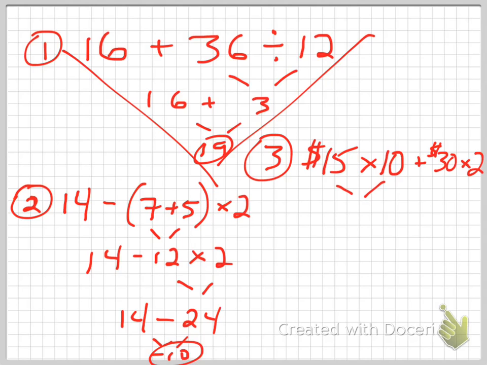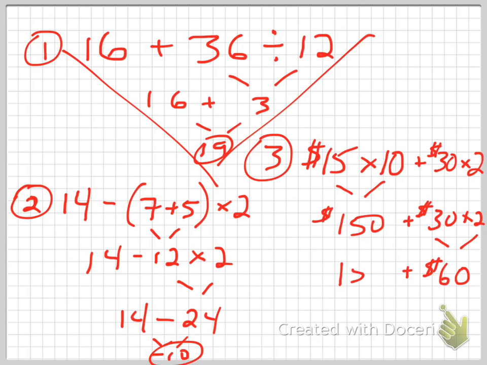$15 times 10 is $150. Bring the rest down, plus $30 times 2. $30 times 2 is $60. Not $600, $60. Add them together, $210. This is where you would have to have the dollar sign because it was talking about dollars. How many of you put $210? How many people forgot the dollar sign? That's what I thought. Don't forget the dollar sign on your homework. I'll mark it wrong. Okay?